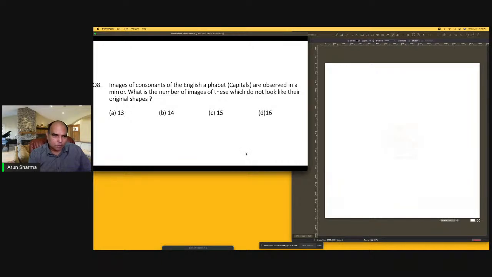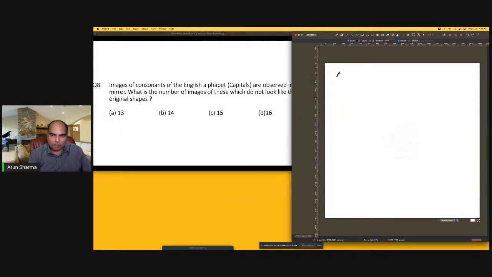So next question: images of consonants of the English alphabet, capitals, are observed in a mirror. What is the number of images which do not look like the original shapes? First of all, this is about only consonants. When I think about my alphabets, I have to segregate A, E, I, O, U. So my consonants are these.